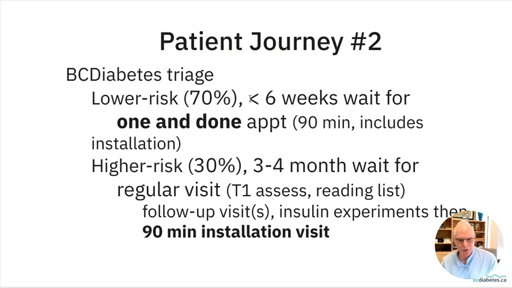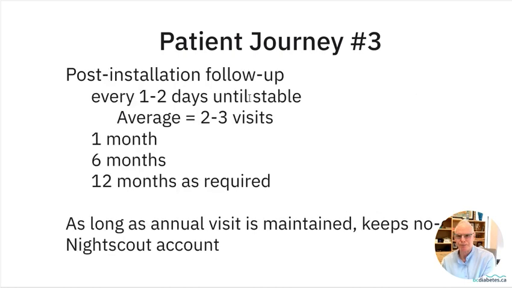High risk patients, ones who don't have all the preferred attributes, will be given a regular wait time. It's around 3 to 4 months. They'll be seen and get a general type 1 diabetes assessment. We'll go over the reading list with them. We'll probably do insulin experiments with them over subsequent appointments. And when we think they're ready, they will get a 90-minute installation visit, the same one that the patients who got a one and done received.